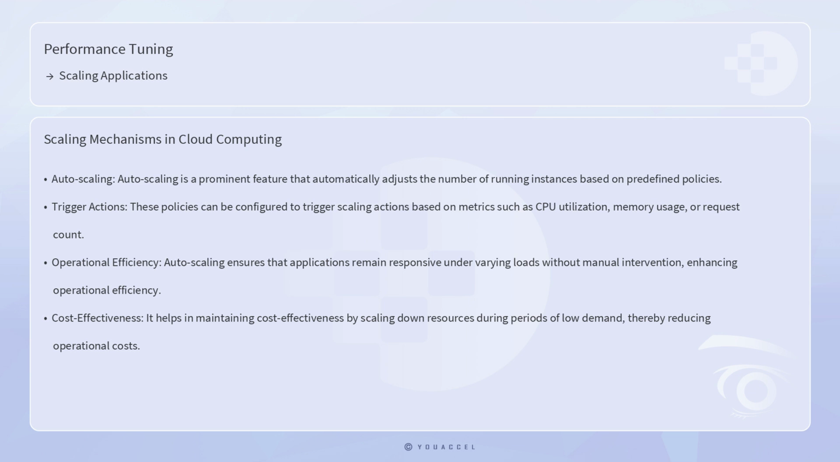Autoscaling is a prominent feature that automatically adjusts the number of running instances based on predefined policies. These policies can be configured to trigger scaling actions based on metrics such as CPU utilization, memory usage, or request count. Autoscaling ensures that applications remain responsive under varying loads without manual intervention, enhancing operational efficiency. Moreover, it helps in maintaining cost-effectiveness by scaling down resources during periods of low demand, thereby reducing operational costs.